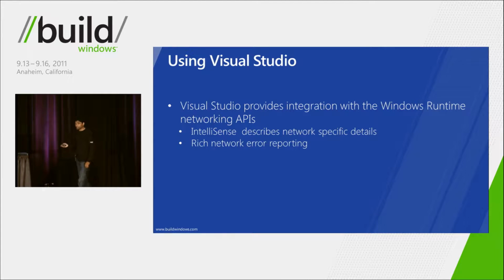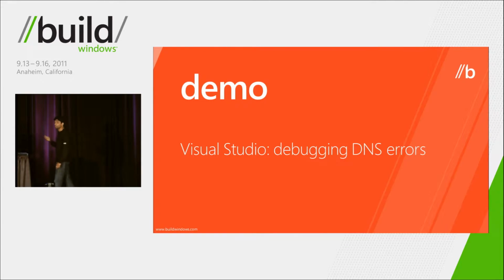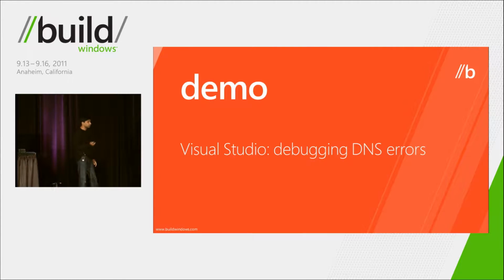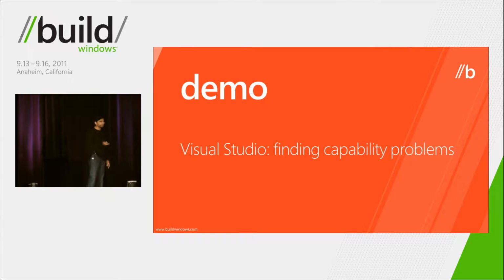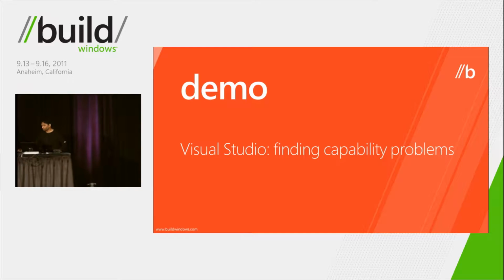We'll also see IntelliSense, right? IntelliSense has always been very, very powerful. We'll see how networking is providing information to Visual Studio and how that's getting displayed. So with that, let's start with a set of demos. I'm actually going to be doing 2 demos back to back here. The first one is we're going to be debugging DNS errors, and the second one is about finding capability problems. So let's get started.